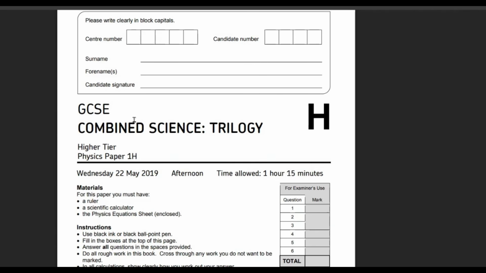You can see I'm going through the GCSE Combined Science Trilogy higher tier paper. This is the May 2019 Physics Paper 1. There's 6 questions, hour and 15 minutes. Now, this is for combined scientists, but I would also strongly recommend this for people doing the separate Physics GCSE. Remember, everything in a combined science higher paper will appear in your separate triple GCSE as well.